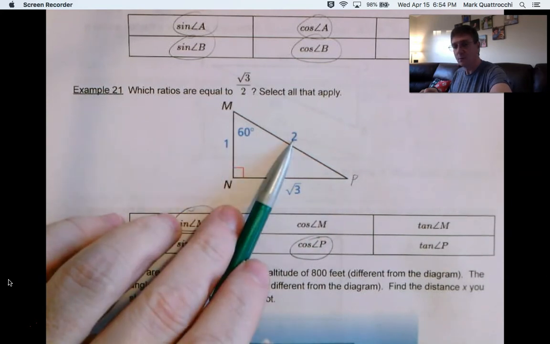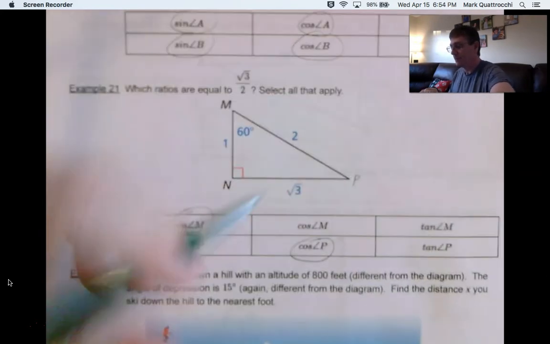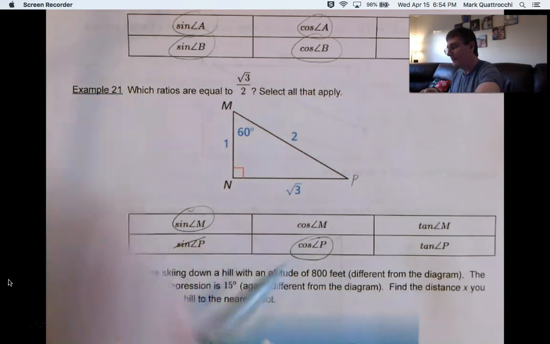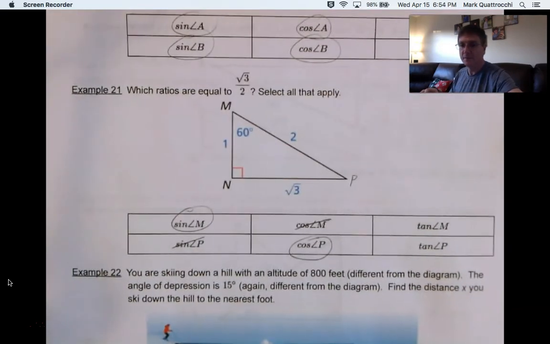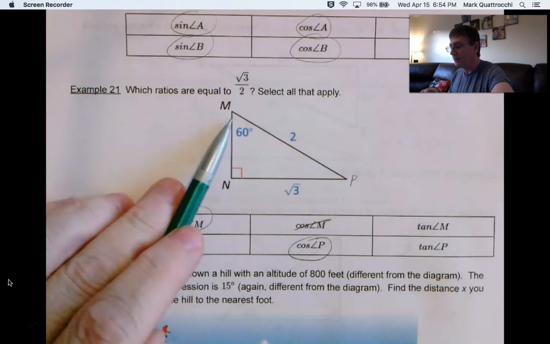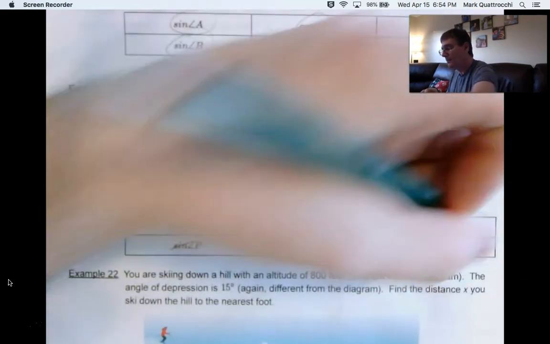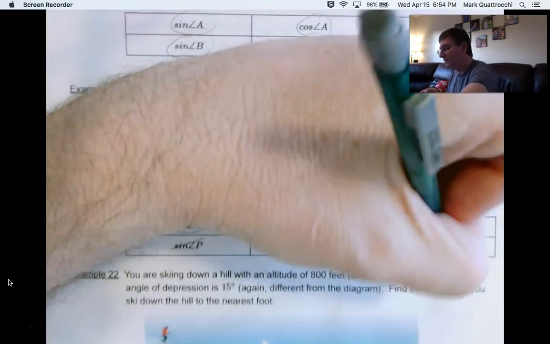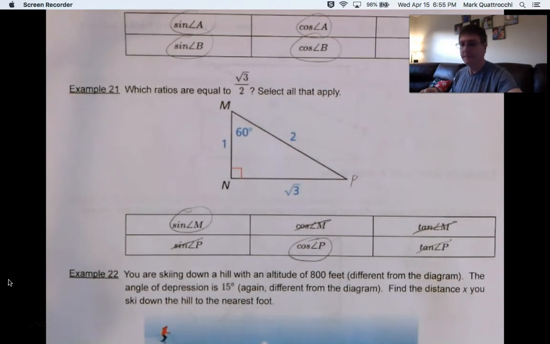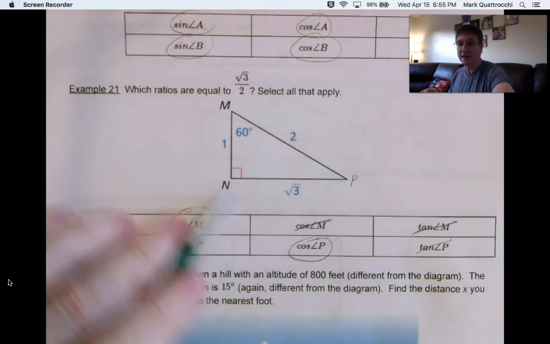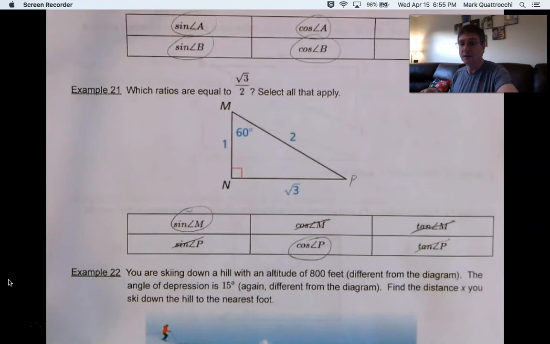opposite over adjacent, 1/2. Cosine of angle M is equal to the sine of its complement. That's going to be 1/2. Tangent of angle M, square root 3 over 1, square root 3. Tangent of angle P is the reciprocal of that, square root 3 over 3. So the only two that equal square root 3 over 2 are M and P. And again, these are ratios you're going to memorize when you take trig and pre-calculus.